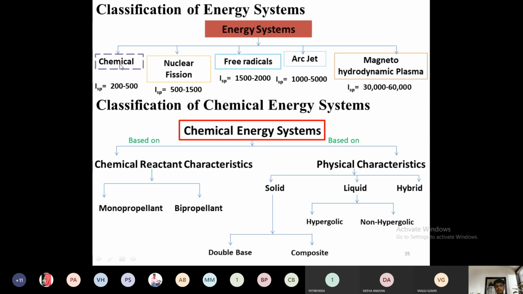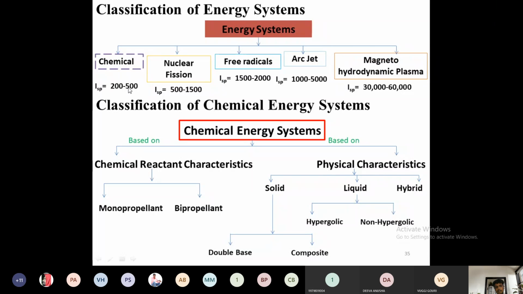The disadvantage in the chemical energy system is that it has a very low specific impulse compared to other energy systems. The main disadvantage of these four other types of energy systems is that they are at the developmental stage, but chemical is the developed stage. Whatever rockets we are seeing now are due to the chemical energy system only. It will have an impulse of 200 to 500 seconds.